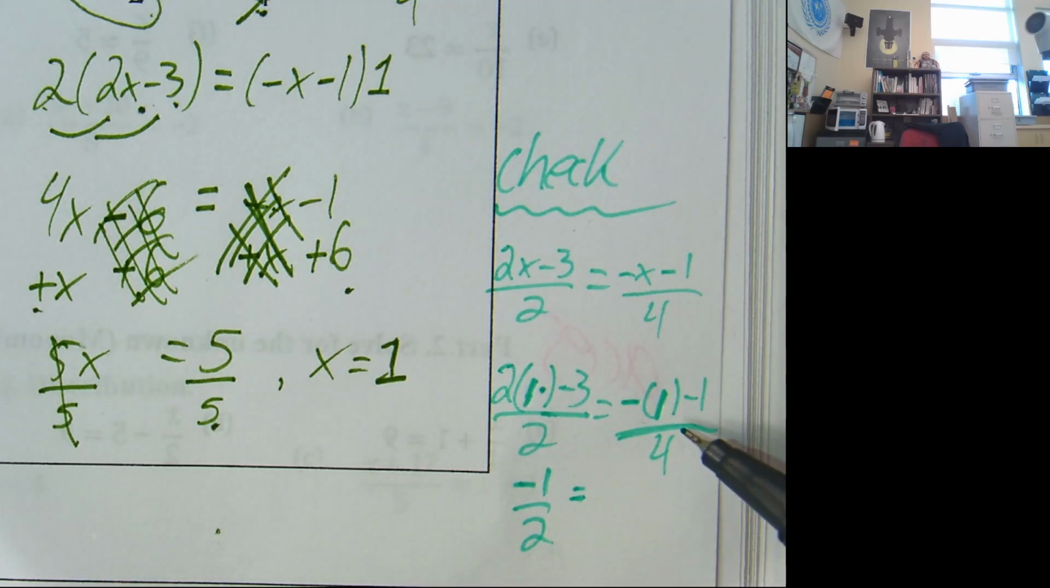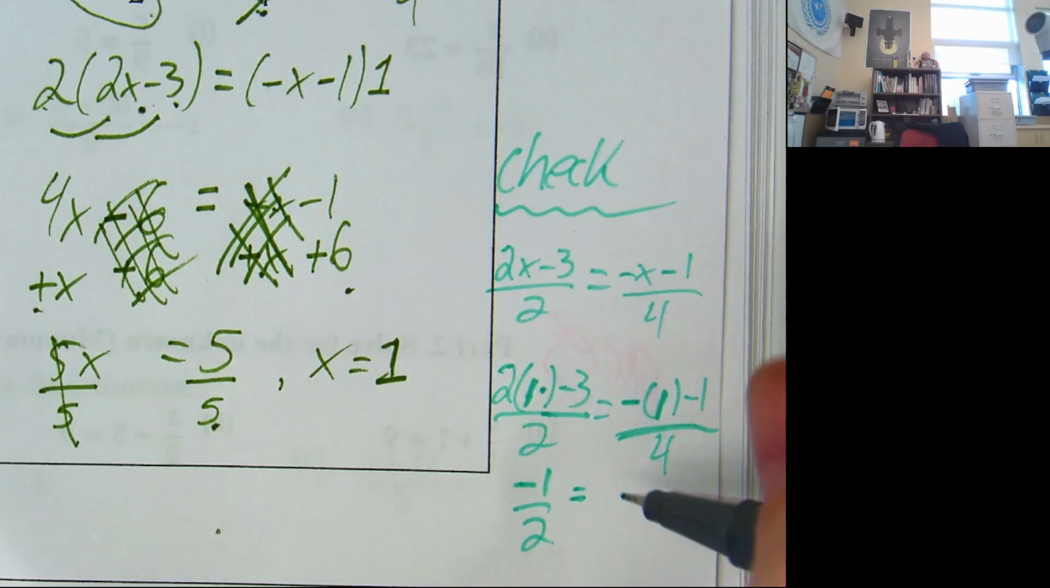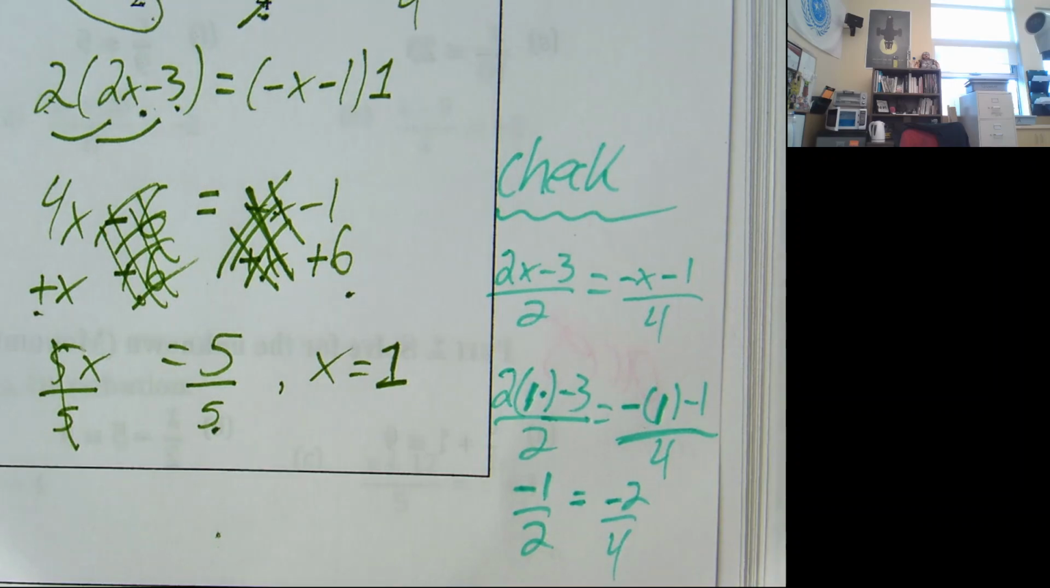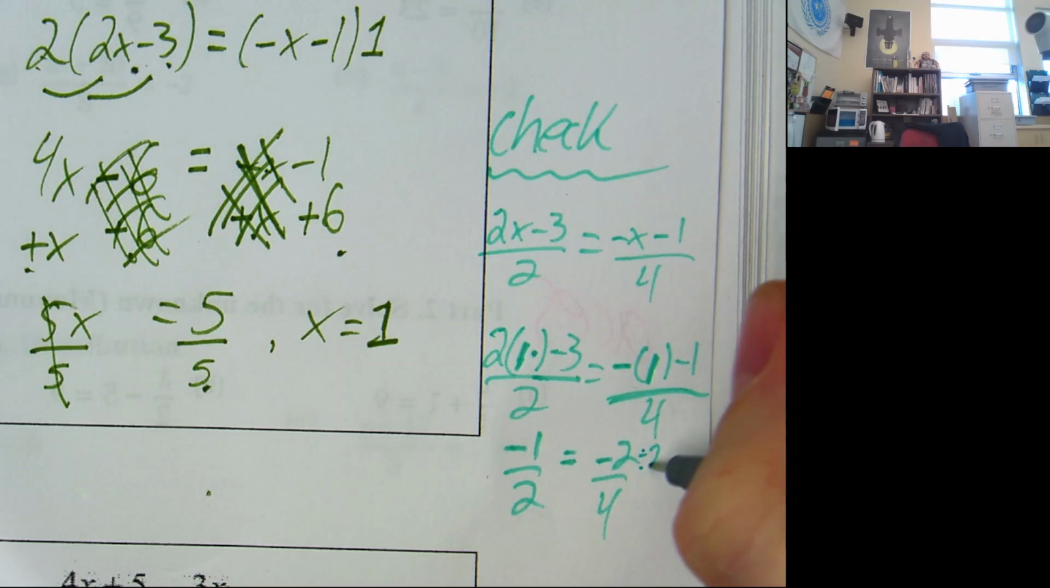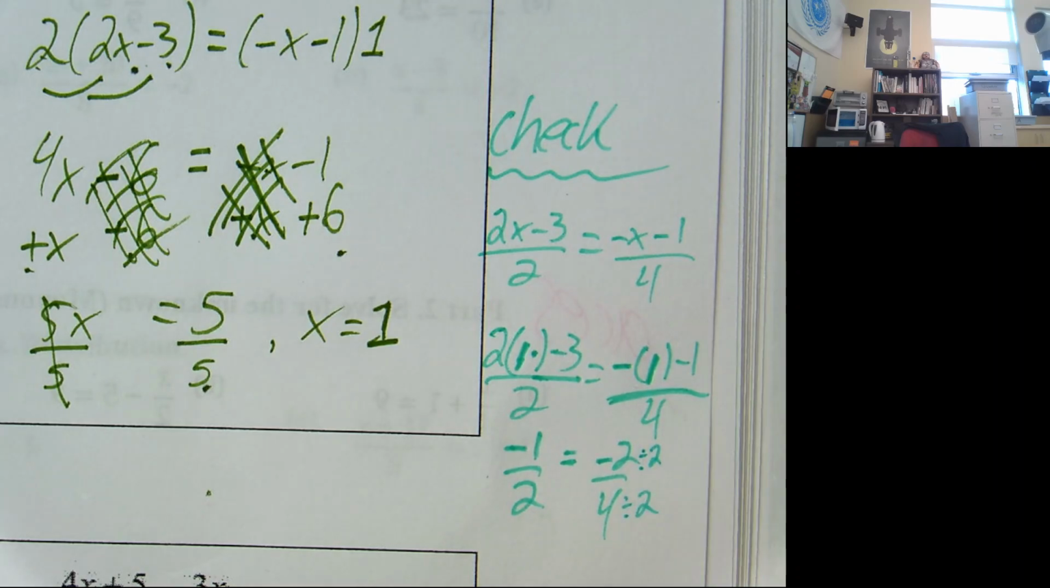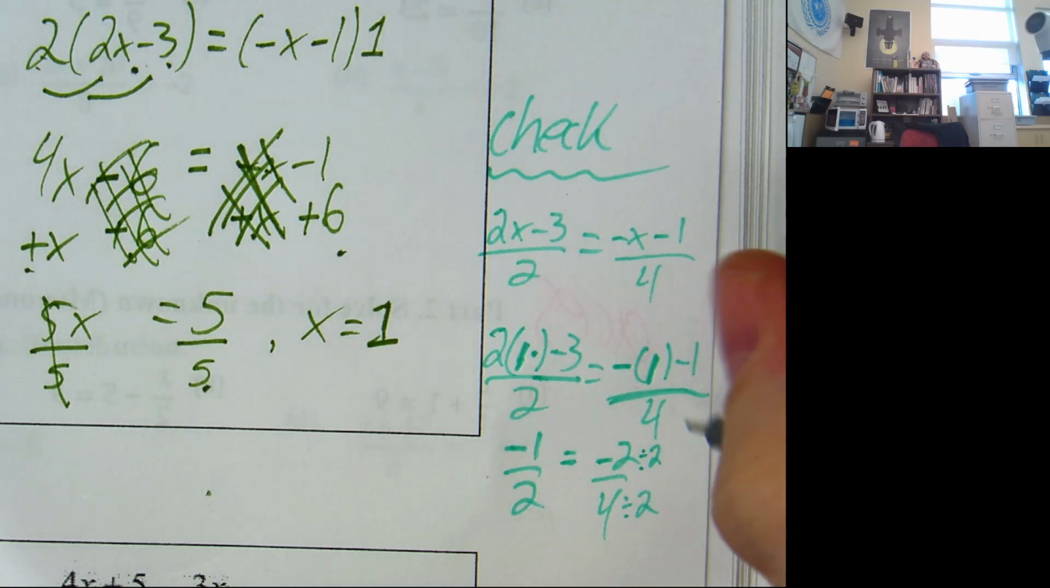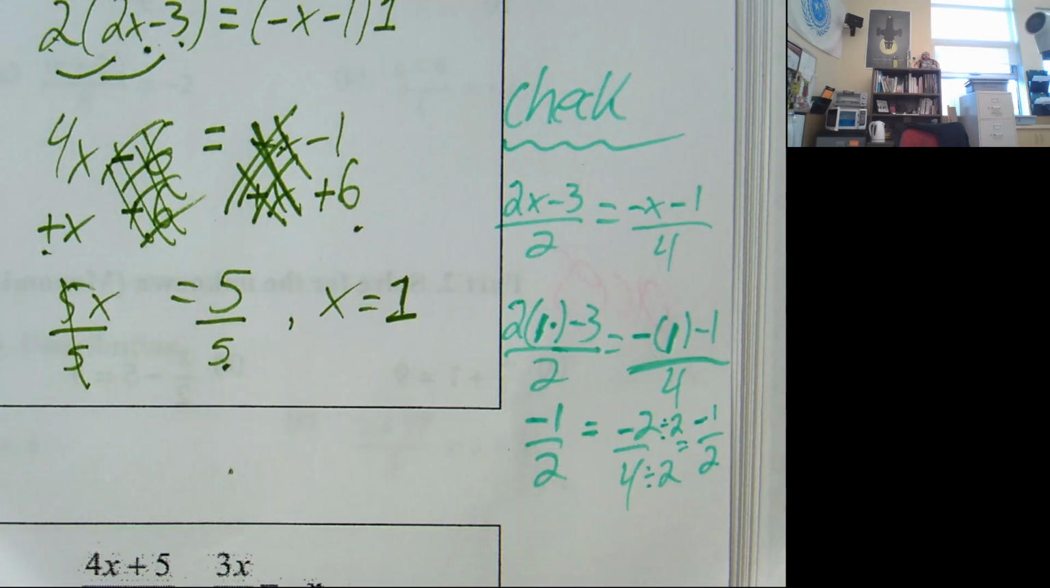On the right-hand side, I've got -1 minus 1. -1 minus 1 is? -2 over 4. Are those equal? Is -1/2 equal to -2 over 4? Austin is correct. He says yes. And that's because you can reduce this fraction on the right. You divide top and bottom by 2. You get -1 over 2. And we're done.